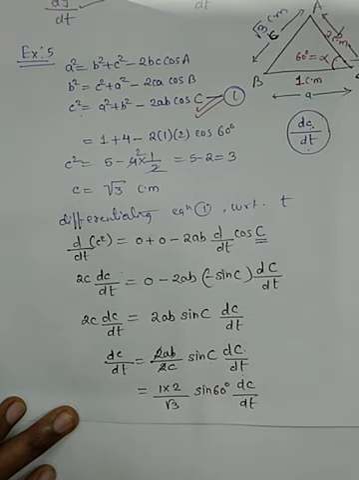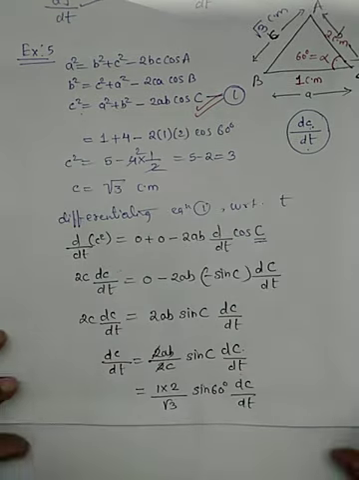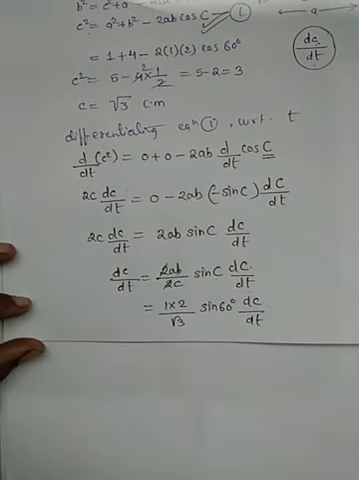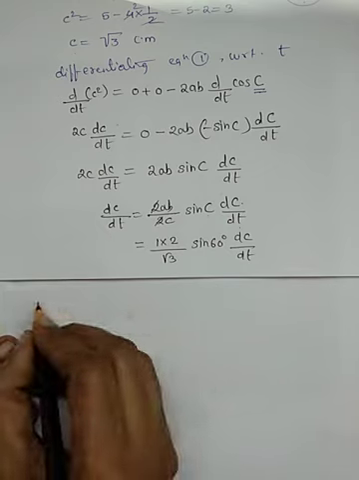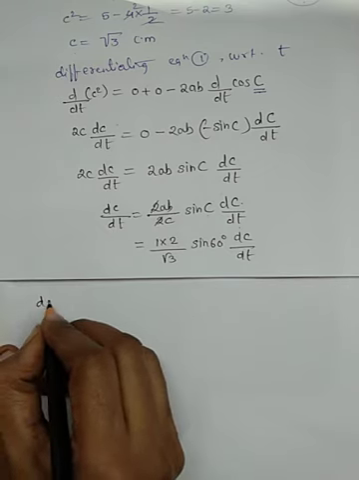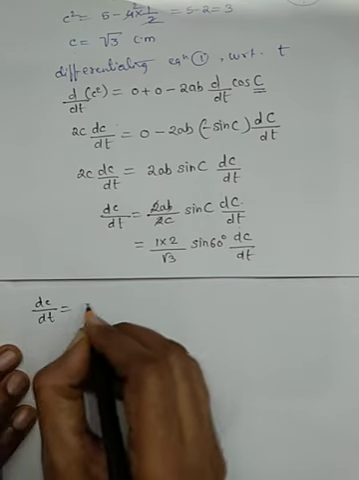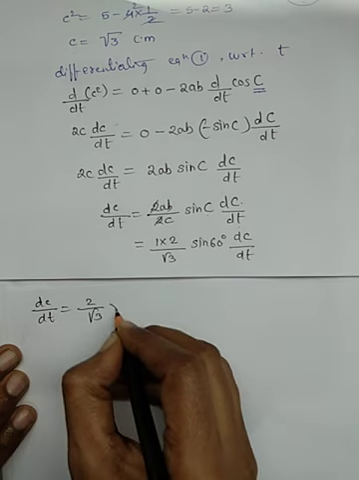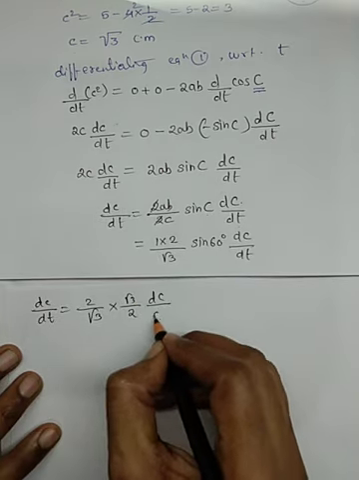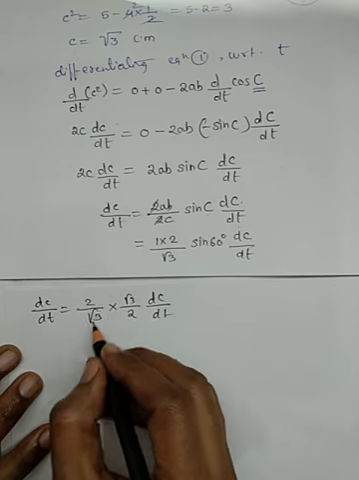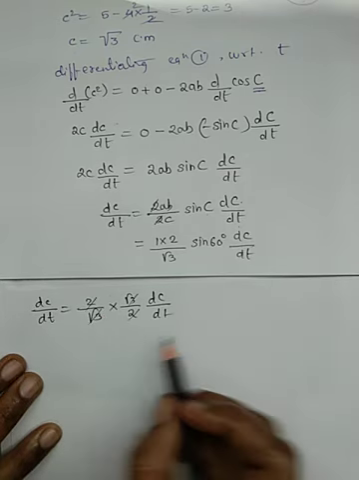So what is sine 60? It is root 3 by 2. Thus here we will get dC upon dt is equal to 2 upon root 3, sine 60 is root 3 upon 2, and dC by dt, this will get cancelled completely.